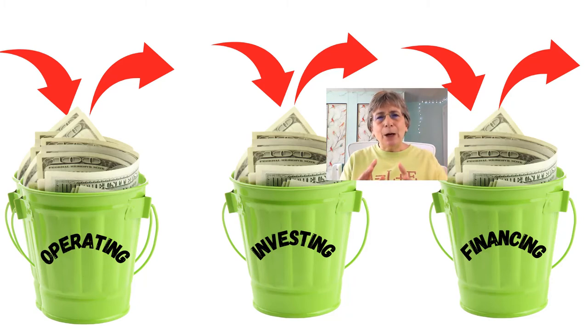The investing bucket is going to look at the big stuff, like did we buy a building? Did we invest in a new piece of machinery? So we're going to look at where the cash came from and where the cash went with investing. And then we're going to look at financing. So did we take out a loan? Do we have loans that we're paying on? And that's going to tell us another piece about the health of our business.